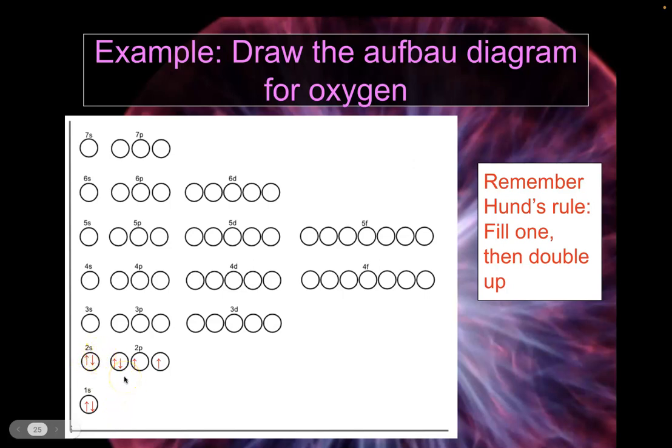And then when I go to fill my 2p, I still have 4 electrons left. My first electron would go here, up, my second one up in a new suborbital, and my third one up in a new suborbital. Then I would double up because I have to, but I wouldn't double up before then. So that's my Aufbau diagram for oxygen.